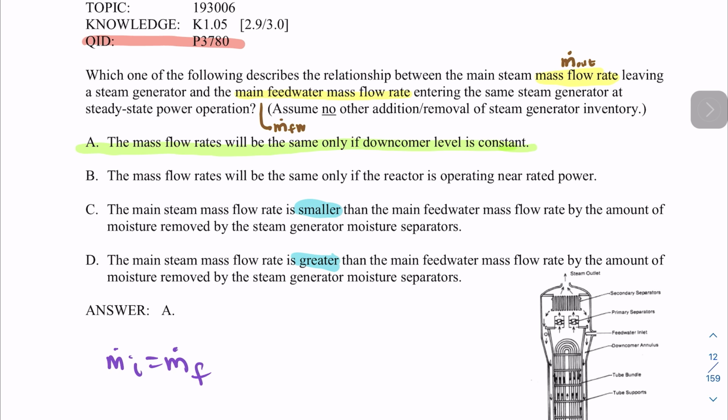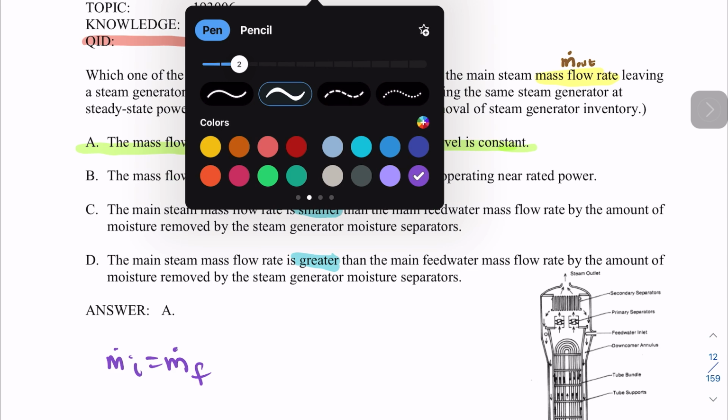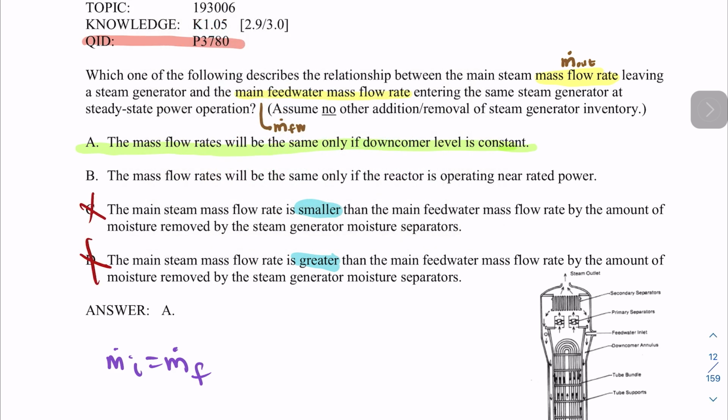That moisture that we talk about is going to be returned to the downcomer. So that's what we talked about, right? And that's how we keep the same level in our steam generator. That's why we are able to keep this, whatever comes in comes out, right? So we know that this one is not correct, right? So this one doesn't make sense. These ones are a no-go.